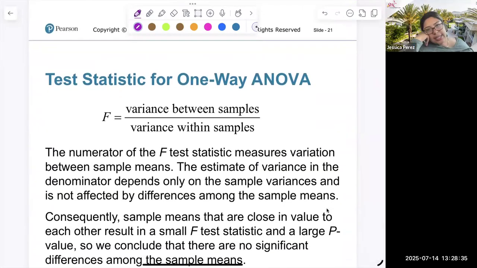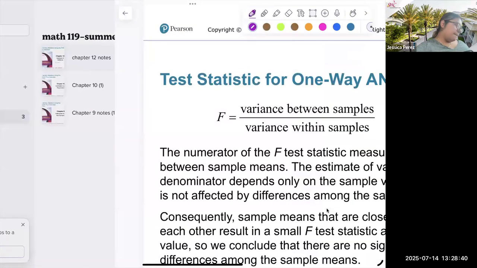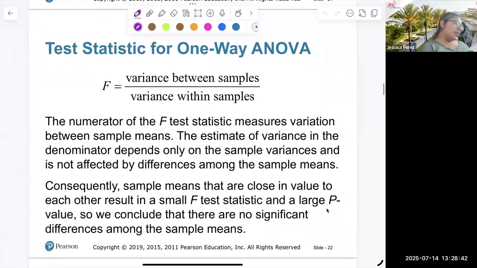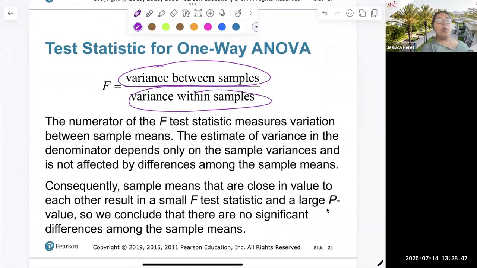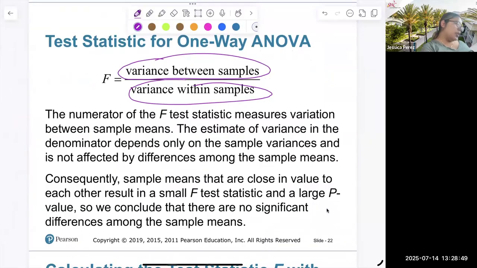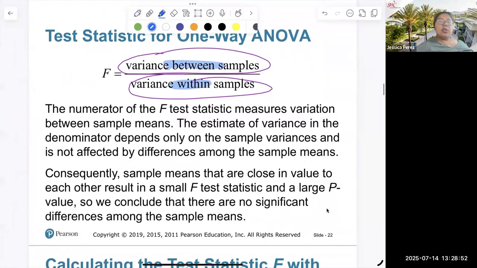Now, the test statistic for a one-way analysis is the division between the variance between the samples and the variance within the samples. So there's a difference between and within. The numerator of the F statistic measures the variation between the sample means. So this will be the numerator over the denominator.